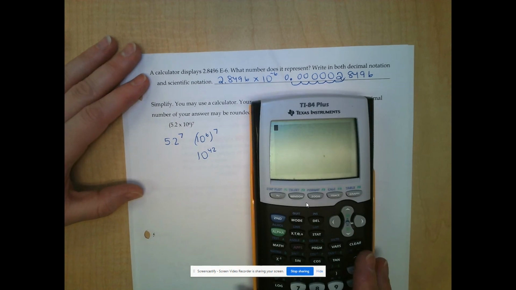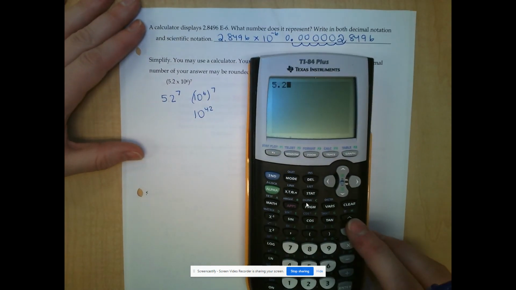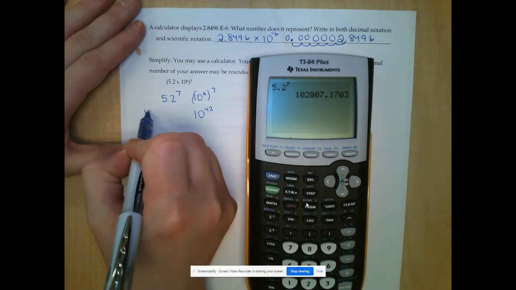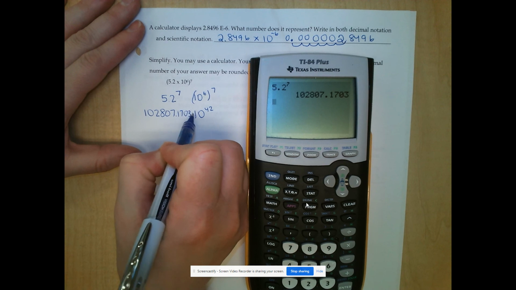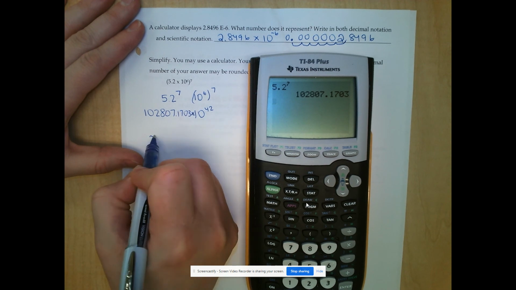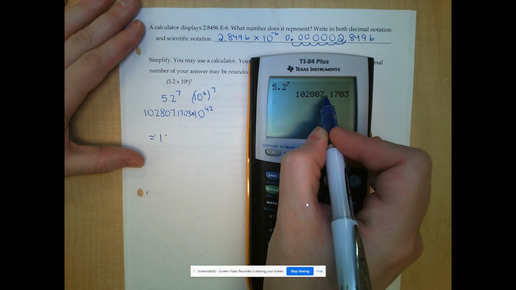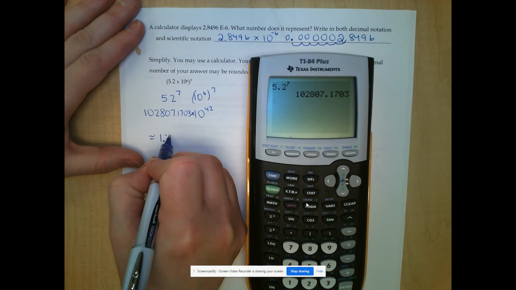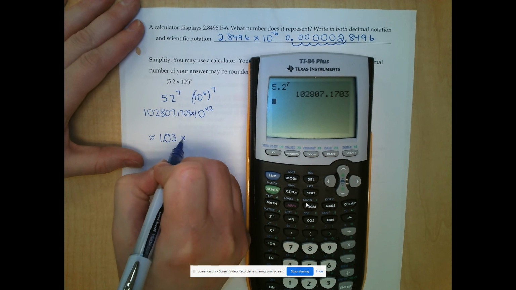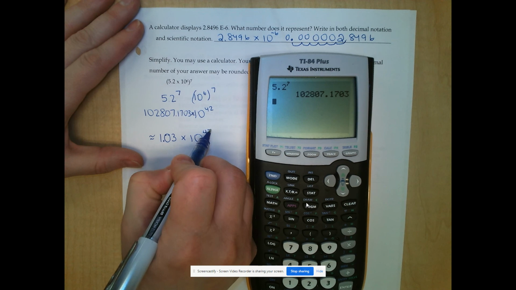But if I want to do 5.2, there's a little caret key here. Some calculators have it. It might look different. To the 7th. Ooh, that's a lot. 102807.1703. So I might round my answer to approximately 1. I'm going to move it over 1, 2, 3, 4, 5 places. 1.03 times 10. I've got to add 5 to my exponent. So 10 to the 47th.